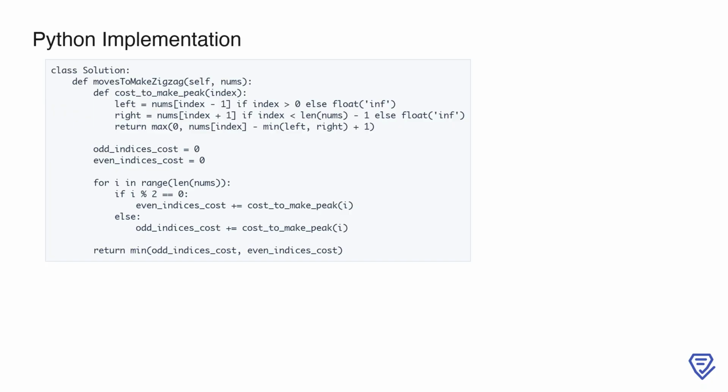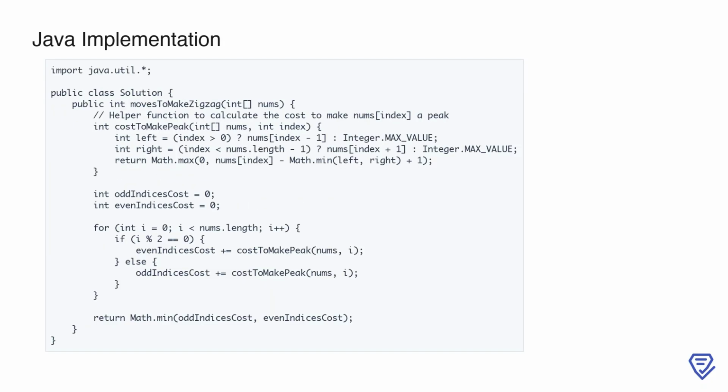array. This is the Java implementation of LeetCode problem number 1144, decrease elements to make array zigzag. The implementation mirrors the logic of the provided Python solution. Key differences include explicit type declarations, the use of Java's math utility for calculations, and encapsulating the helper function within the main class. The algorithm computes the cost of converting the array into a zigzag pattern for both even and odd indices and returns the minimum cost.